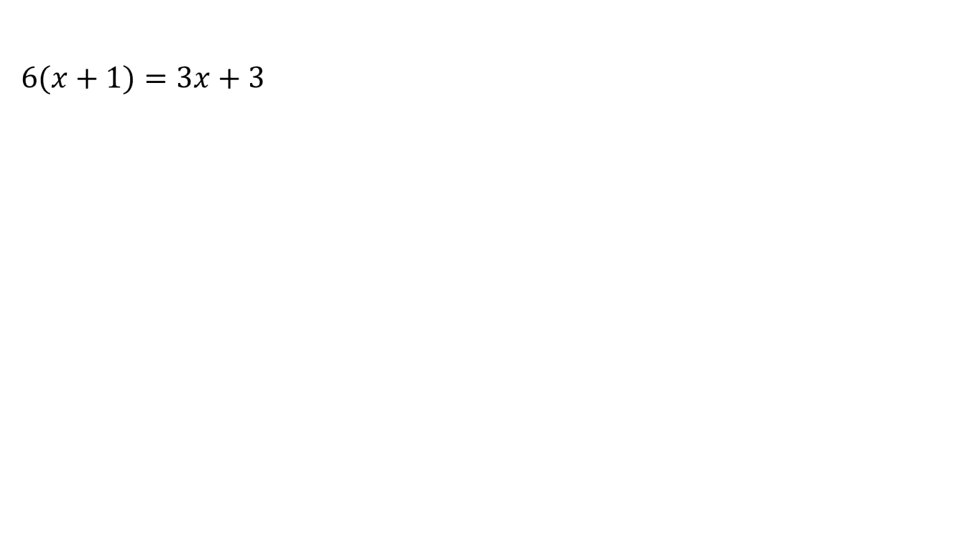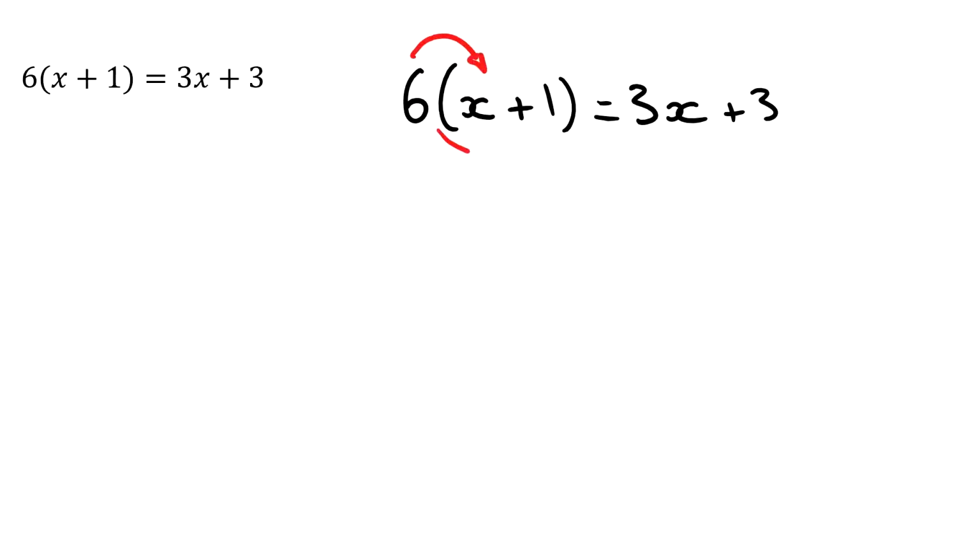Here we have one more example. Draw your arrows to show how you're expanding the brackets. 6 times x is 6x. 6 times 1 is 6. Equals 3x plus 3. We have variables on both sides, so I'm going to start by getting rid of the 6 first.